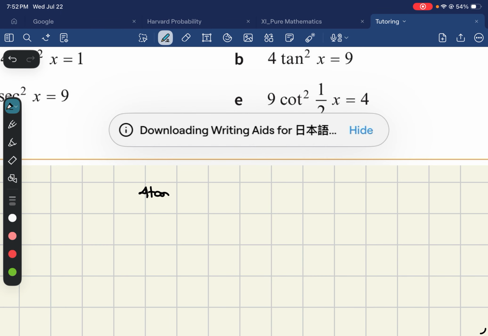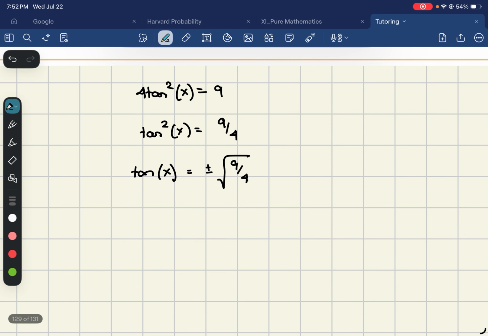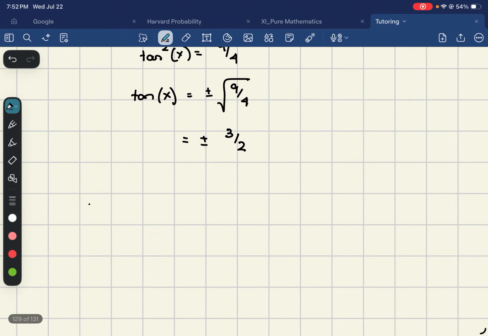For tan squared x is equal to 9 by 4. Tan of x is going to be plus or minus the square root of 9 by 4. Right? Again, whether you square the positive value or the negative value here, you're going to get the same answer, right? You're going to get 9 over 4. So your answer is plus or minus 3 over 2.